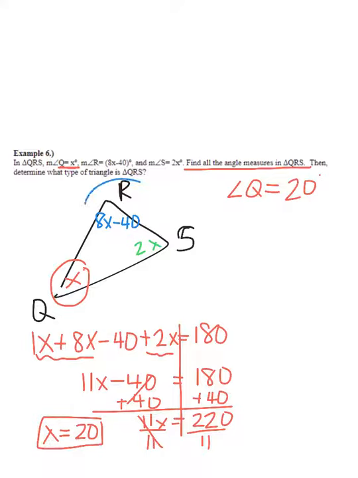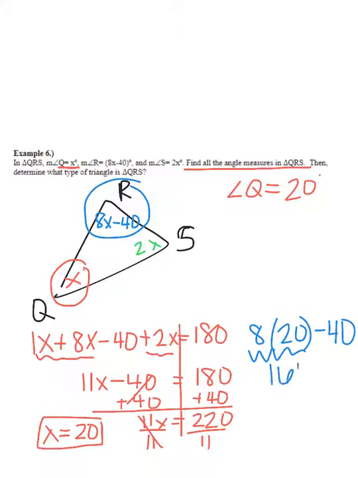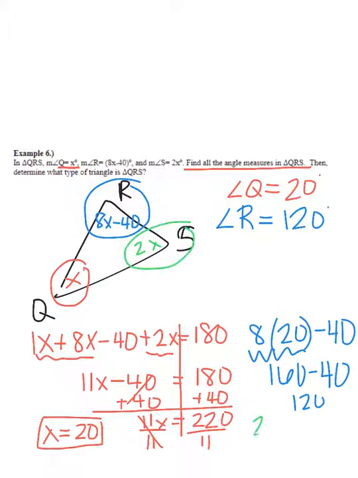Angle R is 8x minus 40, so that would be 8 times 20 minus 40. Put that in your calculator. 8 times 20 is 160. 160 minus 40 is 120. So angle R is 120. And then angle S is 2 times x. So 2 times 20, which is 40. If you add all these up, 20 plus 120 plus 40, you should get 180, and we do, so those must be right.